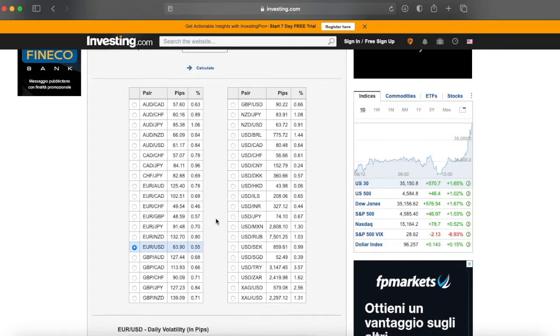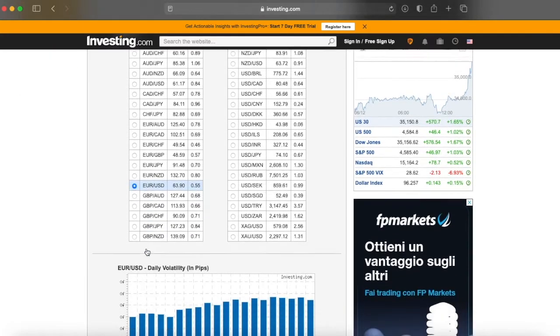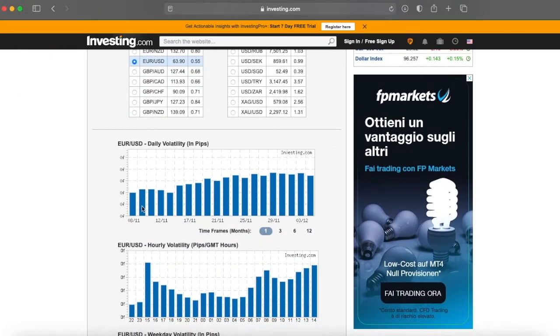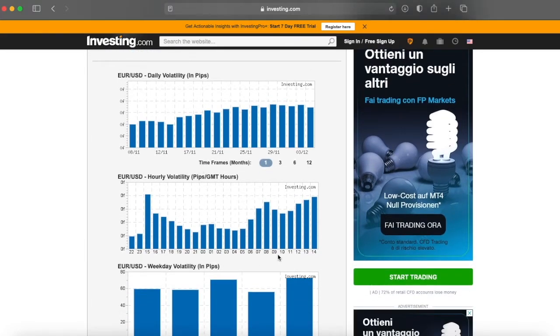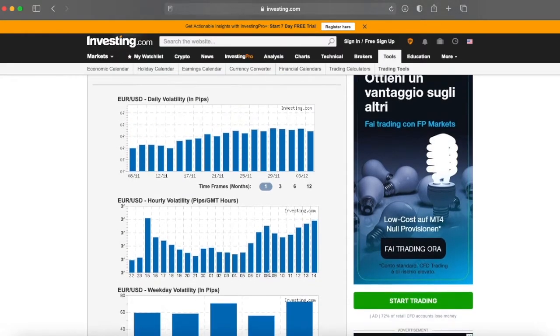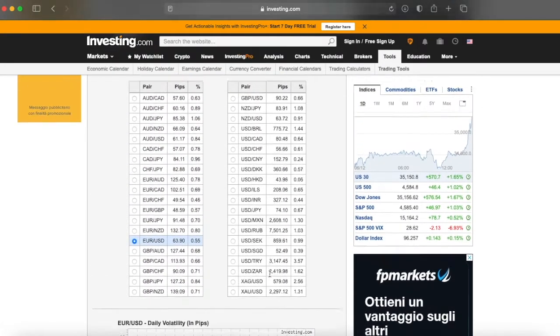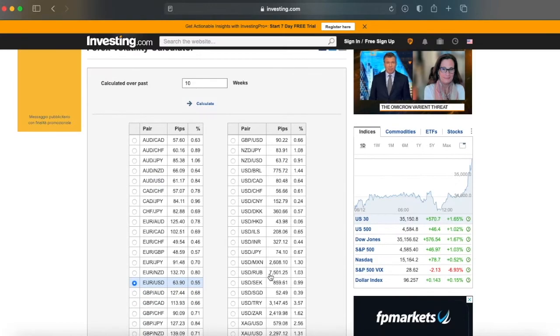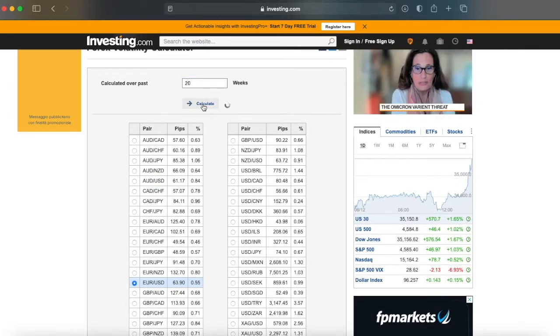By selecting the currency pair that you wish, in this case Euro-Dollar, you will also have the chart to analyze the volatility of the previous days, as well as the most volatile times of the day, and the most volatile days of the week. This tool is very important, in order to understand the best moments to enter the market. Let's say we want to analyze the average daily range of the past 20 weeks. We go back at the top and insert 20 weeks, and then click on Calculate.